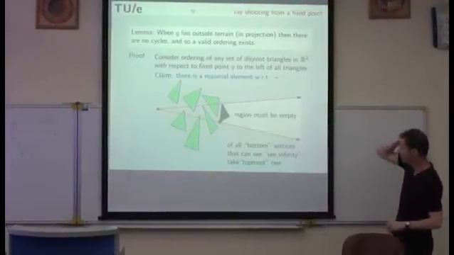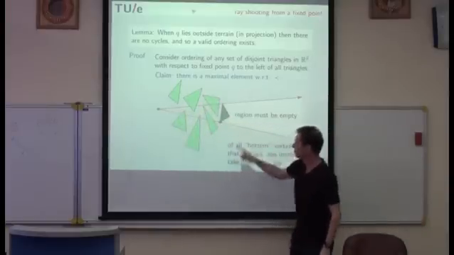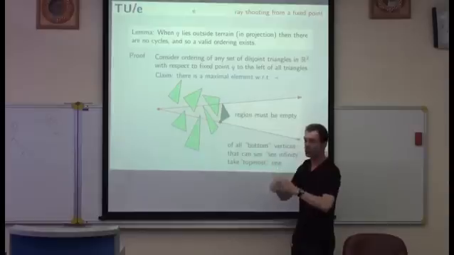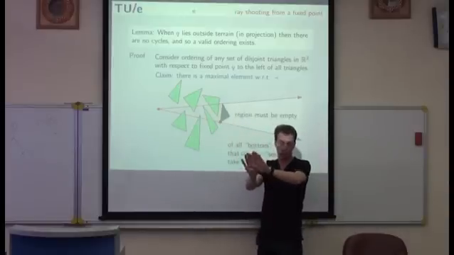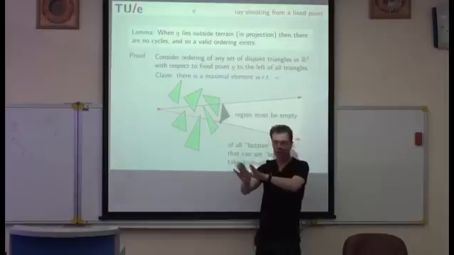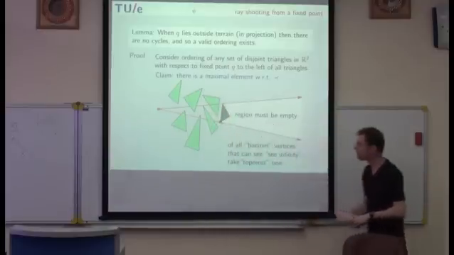So look at all these triangles. Here they're not allowed to intersect. They are allowed to touch, to share an edge. But it's slightly easier to think about it when they're disjoint. So I've drawn them disjoint.